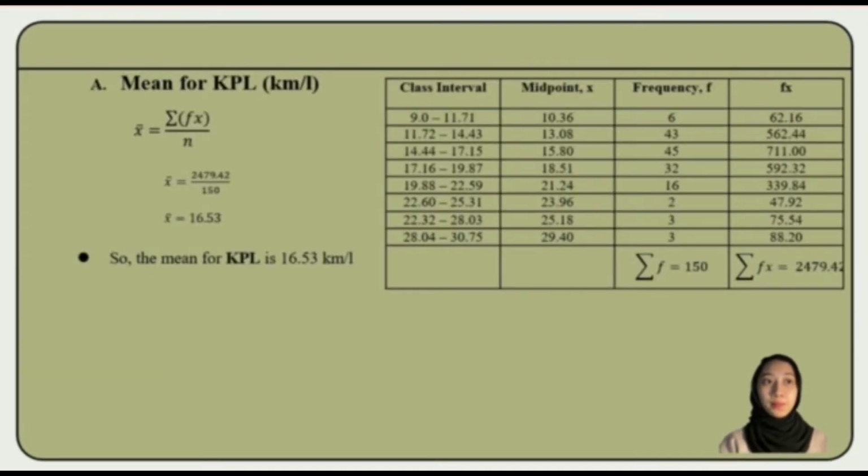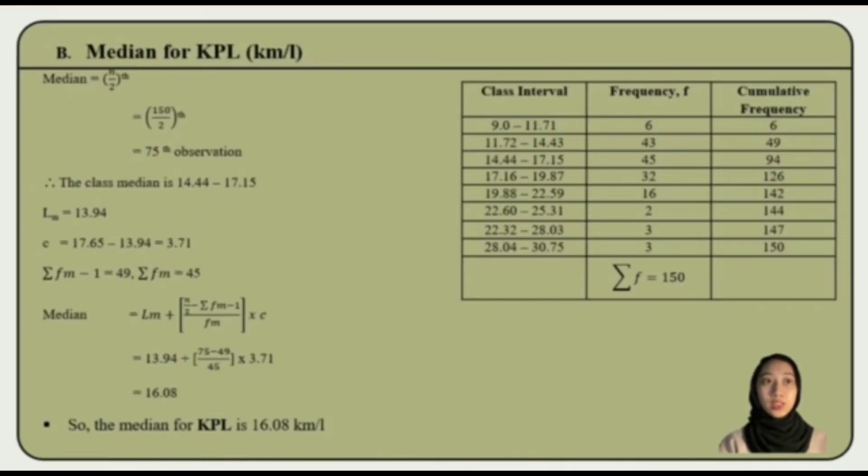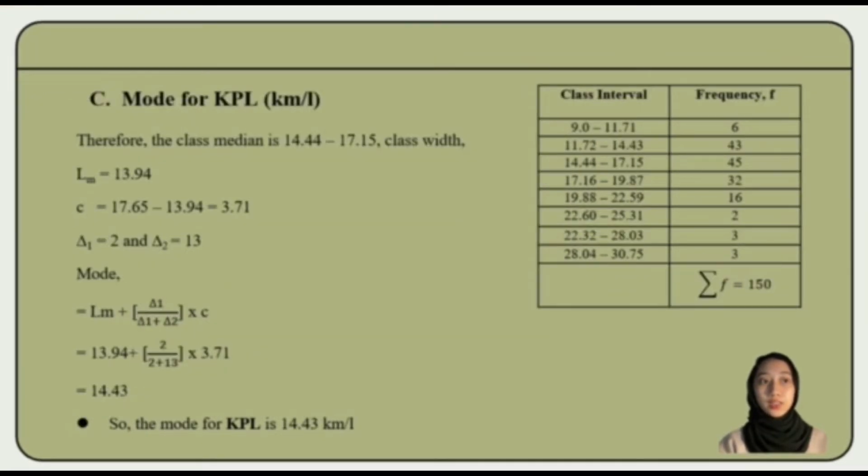The mean for kpl is 60.53 km. And next, the median for kpl, the class median, was 14.44 to 17.15. So the median for kpl is 16.08 km per liter. The mode for kpl is 14.43 km per liter.